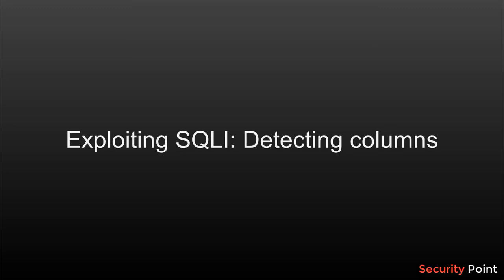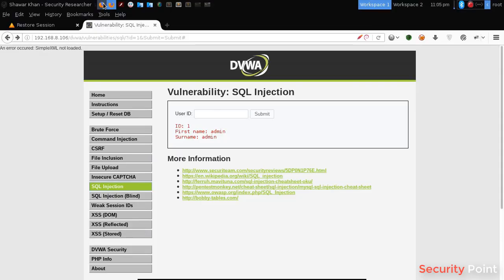In this lesson, we will learn how to exploit a SQL injection vulnerability. First of all, we have to detect how many columns the application has. So we have our test application here. I'm using the DVWA vulnerable lab for demonstration.